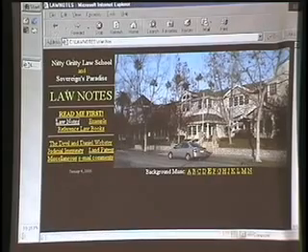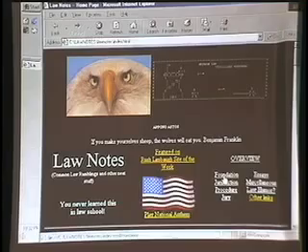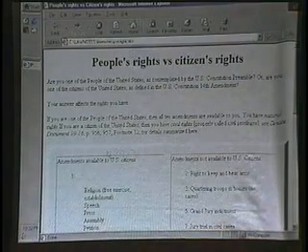Okay, you're on the home page, and you go to the law notes. You click on law notes. When I say the home page, I'm talking about the very first page that pops up when you put the CD in your computer. So you go to law notes. In the law notes, you click on the foundation. And then in the foundation, you click on people or citizen. No, I'm sorry, Bill of Rights. You click on Bill of Rights under the foundation category. And when you click on the Bill of Rights, it brings up that page there.